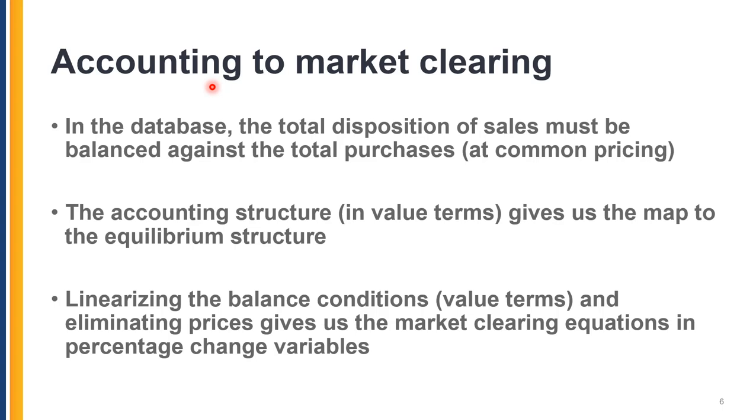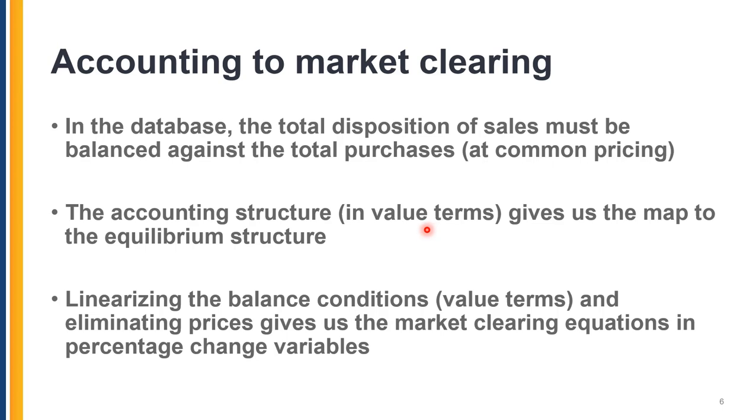They're values that have to, over some summation, add up to the other side of the market. You take all the sellers of something, put them in value terms at common prices, for weights, and then look at all the purchasers. Well, there has to be a purchaser matched up to every sale of a unit and vice versa. And so that's really where the theory comes from. So in the database, total disposition of sales has to balance out against the total purchases at a common price. That accounting structure written in value terms just gives us a map then to the equilibrium structure. So you think about the accounting being the levels form of our equations.